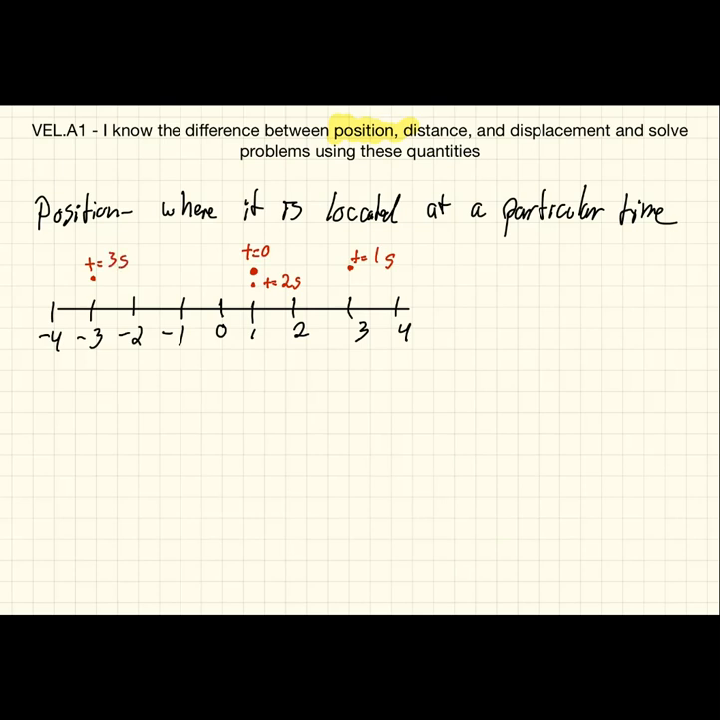So one way I could write that is as an ordered pair. I could say that x when t equals 0 is 1 meter. And x when t equals 1 second is 3 meters. x when t equals 2 seconds is 1 meter. And x when t equals 3 seconds is negative 3 meters.